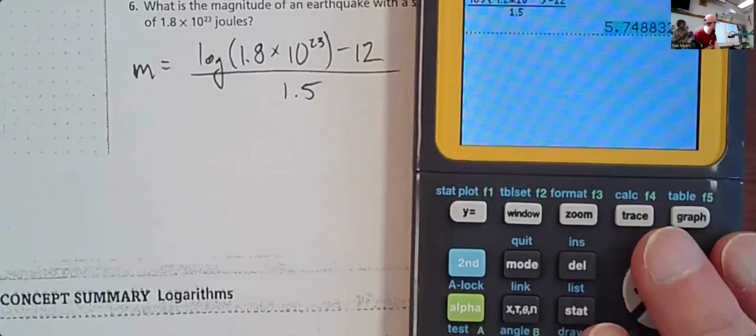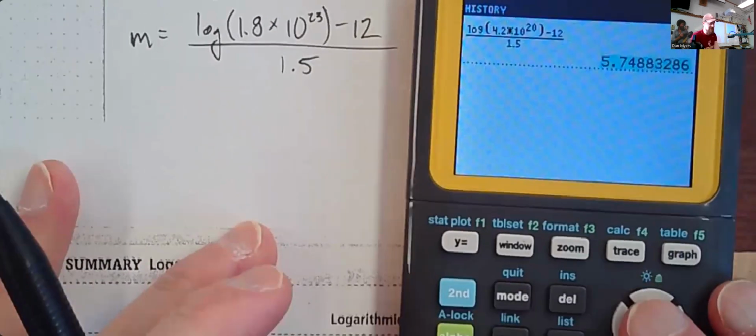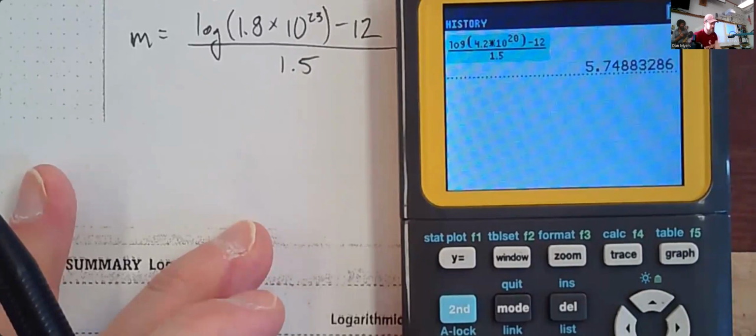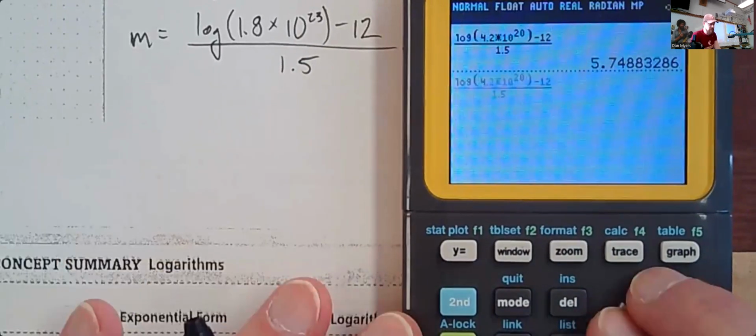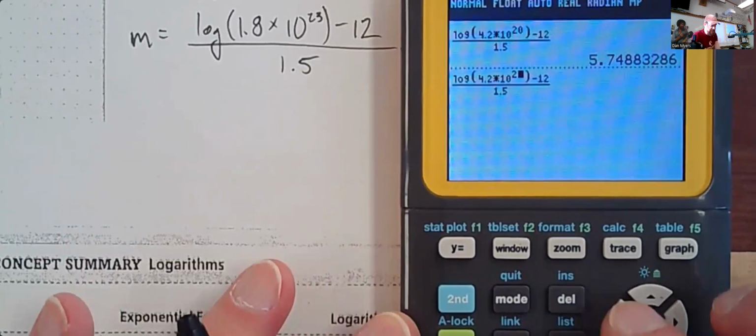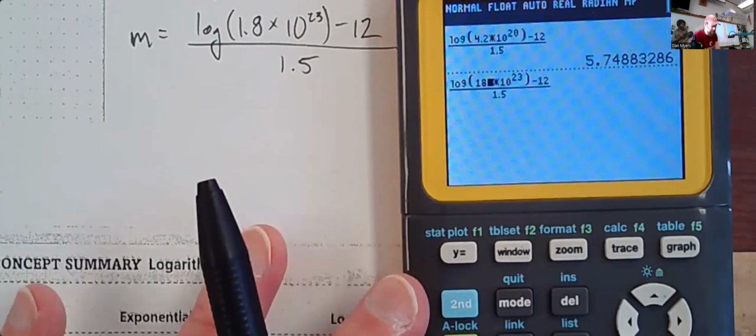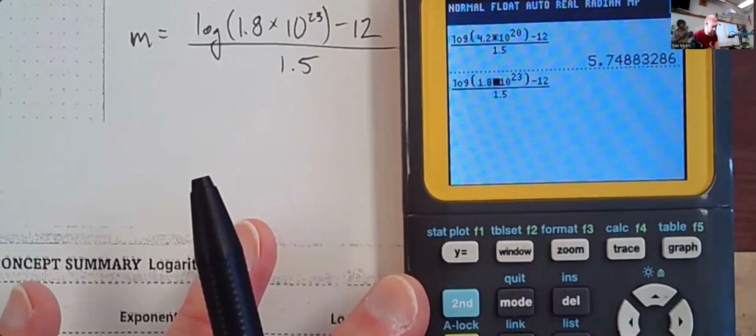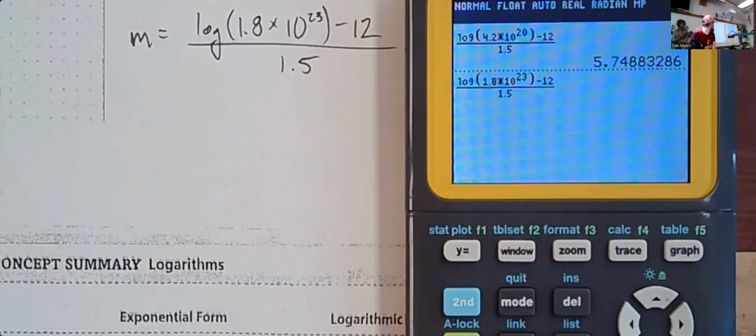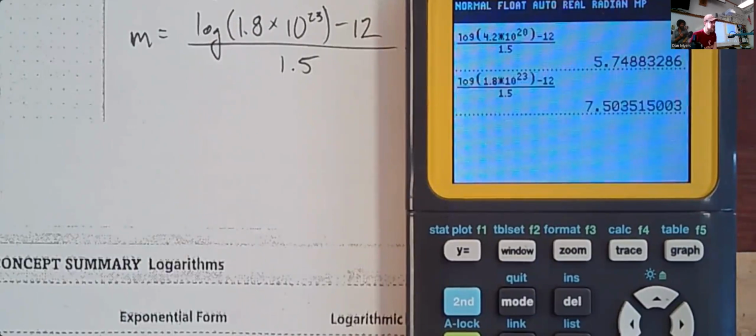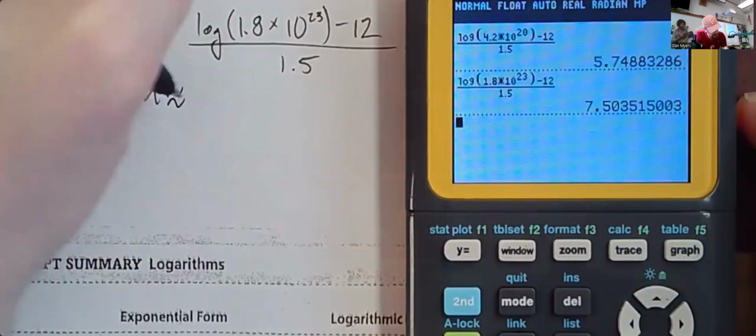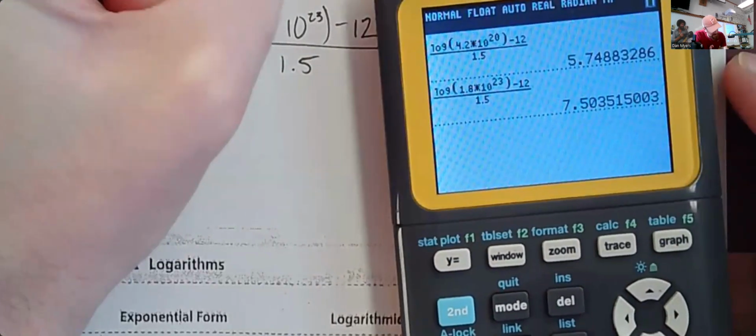And to make it even easier on yourself, you don't even have to type the entire thing back into your calculator. You can just copy and paste the previous one. Scroll back, and just change the exponent to 23. Change the 4.2 to 1.8. That is the only difference. So what's the magnitude? 7.5. Cool. M, that was roughly a 7.5 magnitude earthquake.